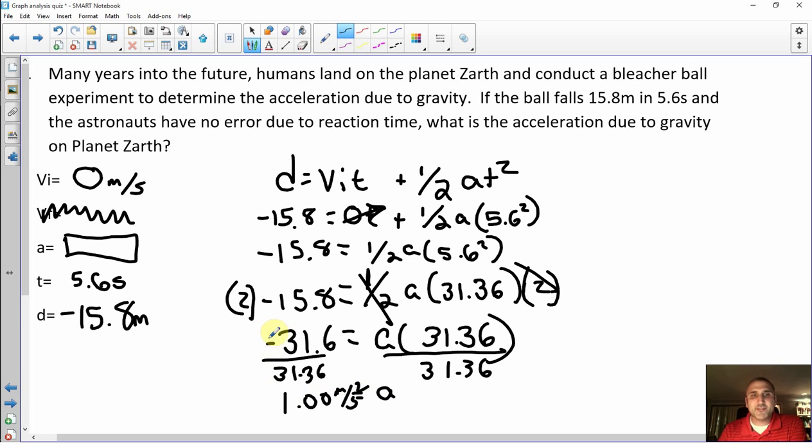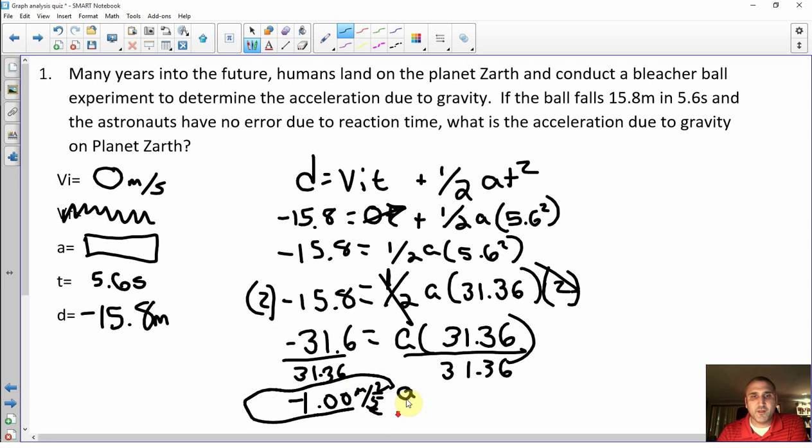Very interesting. This is a negative, which means this is a negative. And as we are dealing with negative acceleration, I hope you remember that negative acceleration means we're going down. I hope nobody had a problem with this. You've done this calculation before in your lab reports for bleacher ball, so this shouldn't be a big deal.